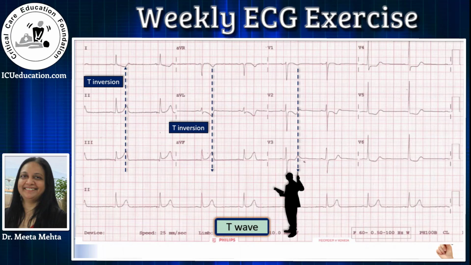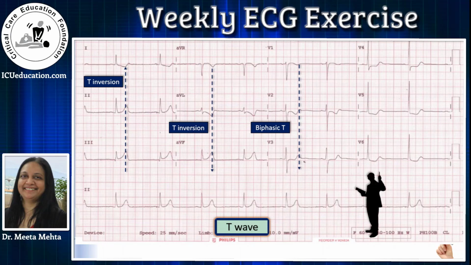So in such cases, draw a line from the beginning of the T wave and move towards the T wave in front. So if you do that, there is a definite T wave inversion. This means that this patient has biphasic T wave. That means it has two phases. Initial T is inverted and the next part of the T is upright.